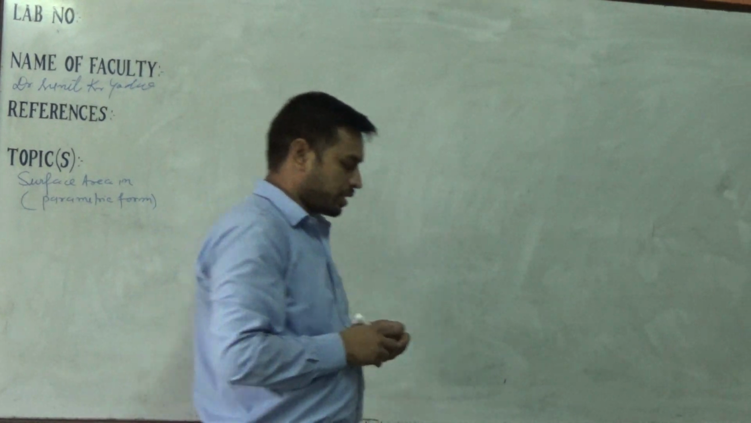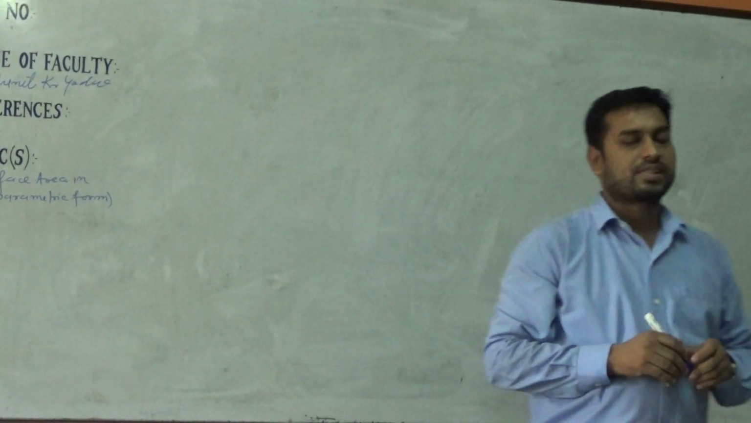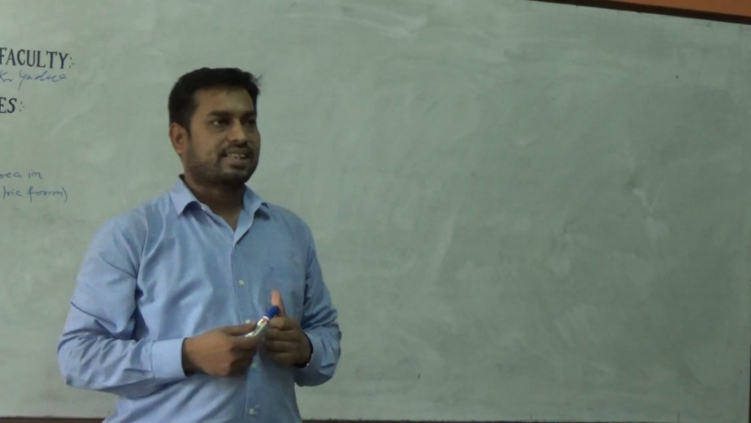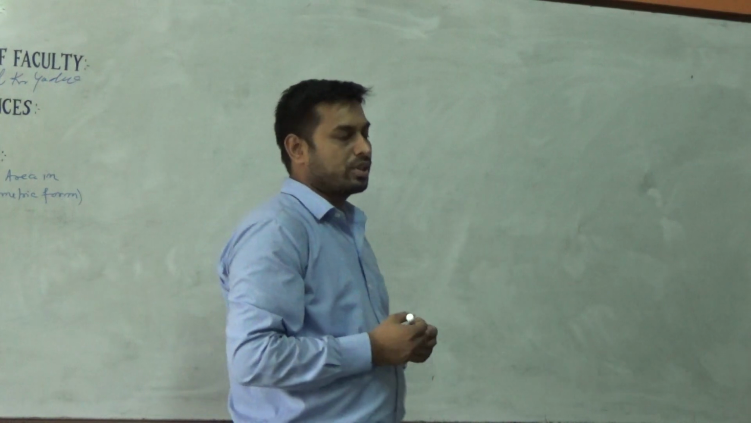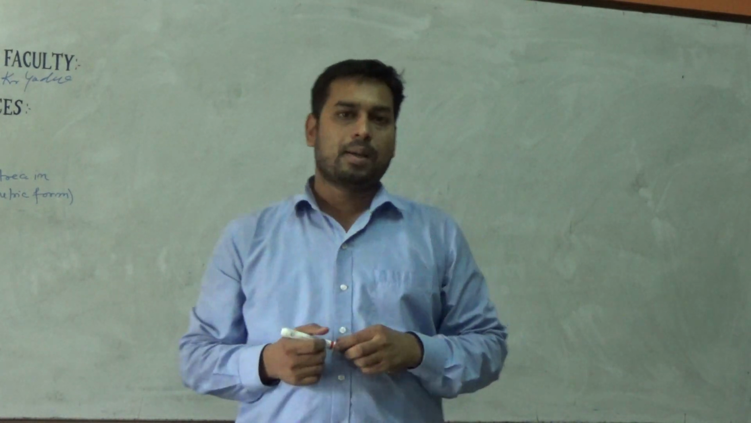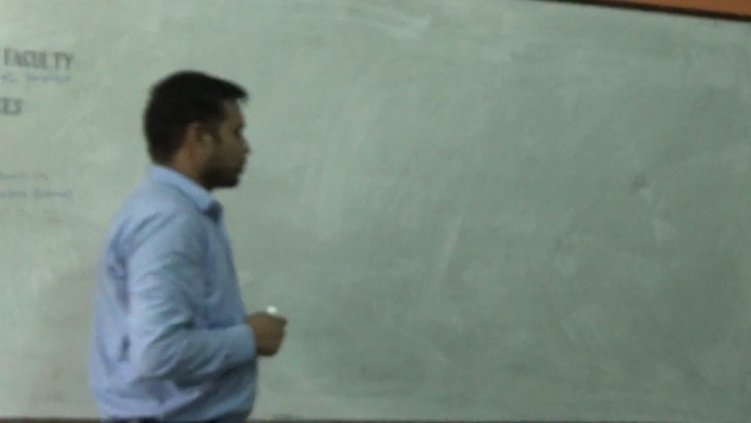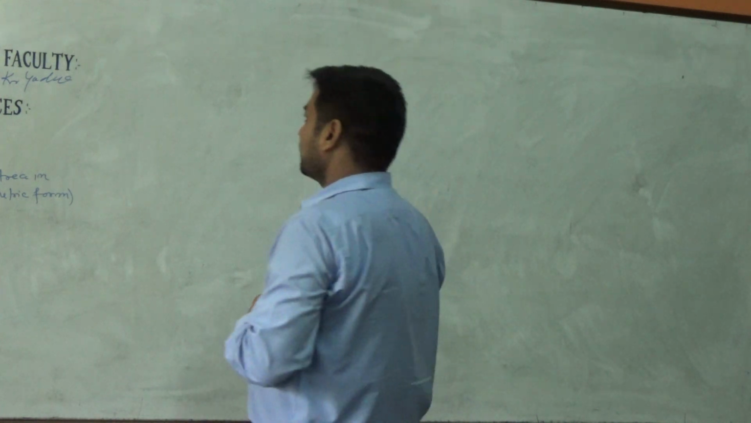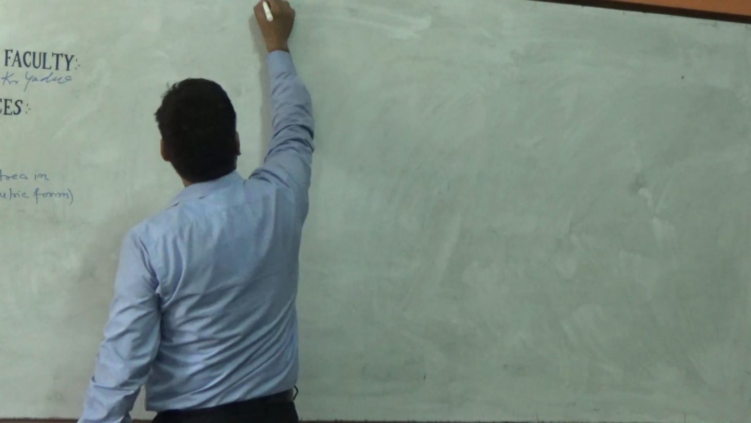There are three situations about the surface area. First, revolution about the x-axis. Second, revolution about the y-axis. And third, revolution about parallel lines. So first we take the equation of the curve in parametric form, that is, the surface area.